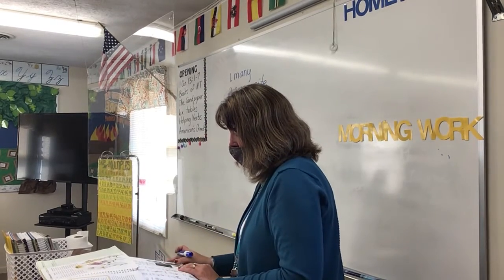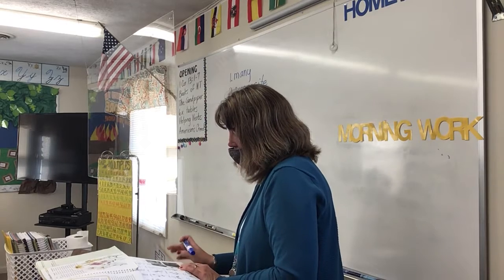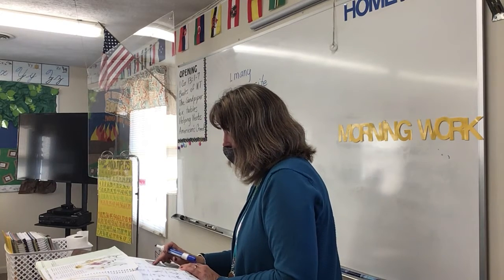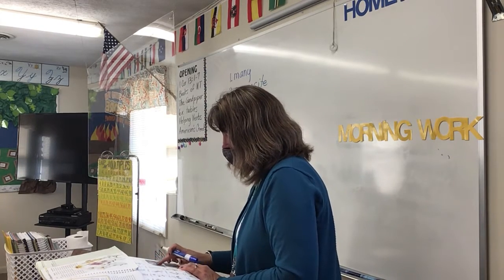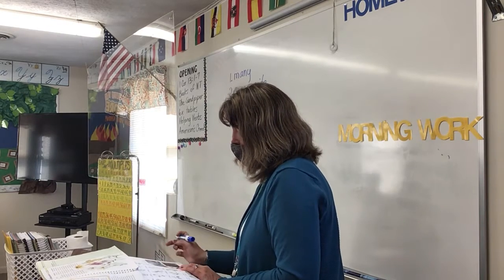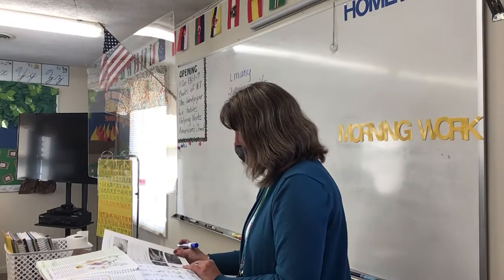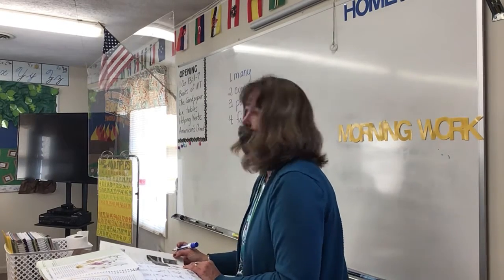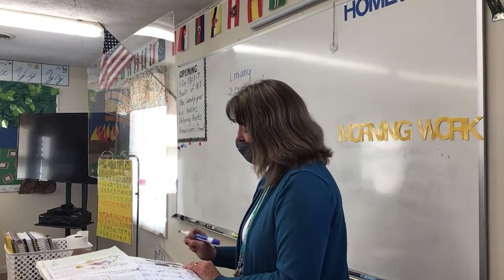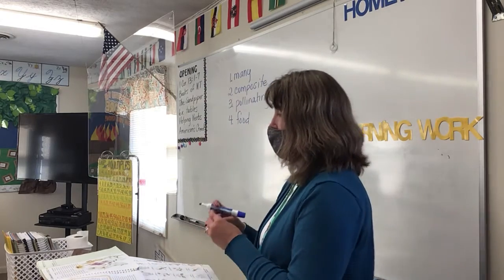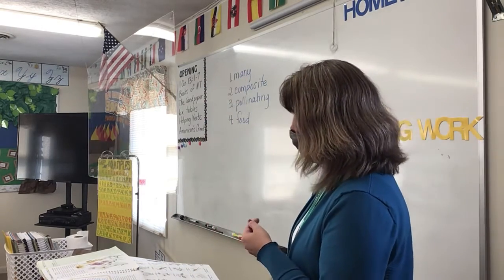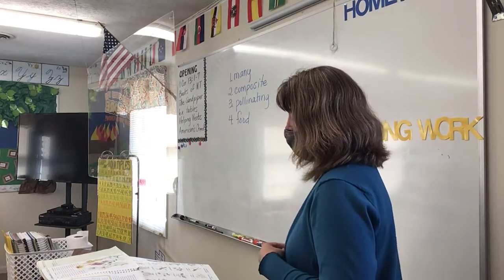Write the letter of the correct answer. Which one of these seeds would most likely be spread by the wind? C. Why? Because they have parachutes. Right, because it has that feathery looking thing that's a parachute and the wind will take it away. So number 1 is C.